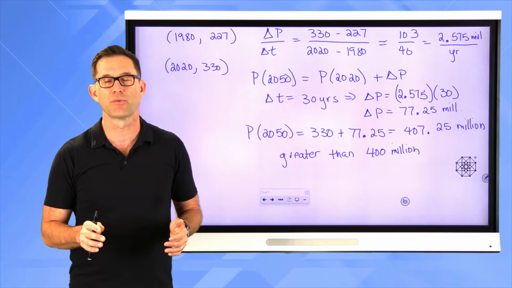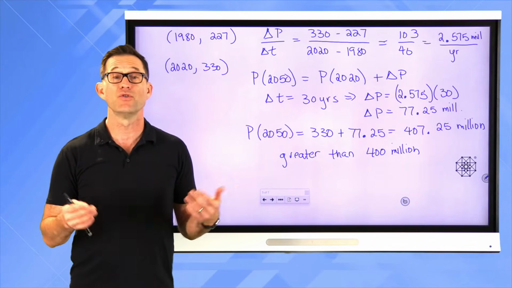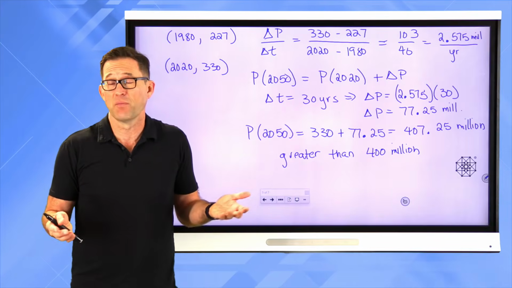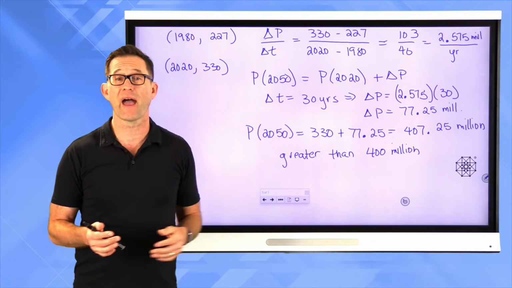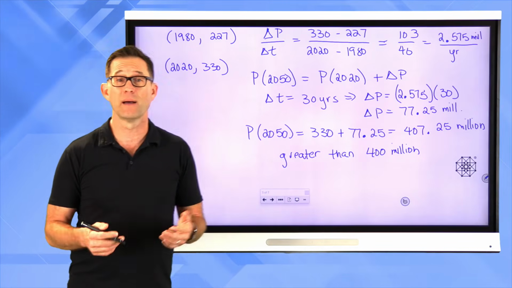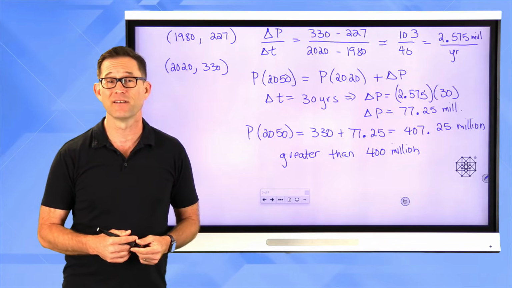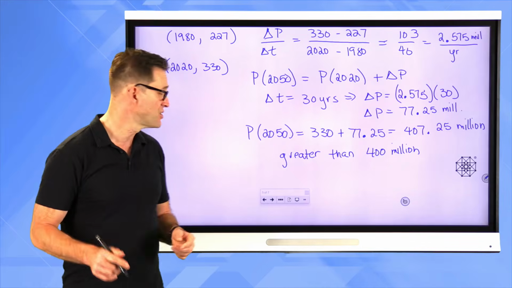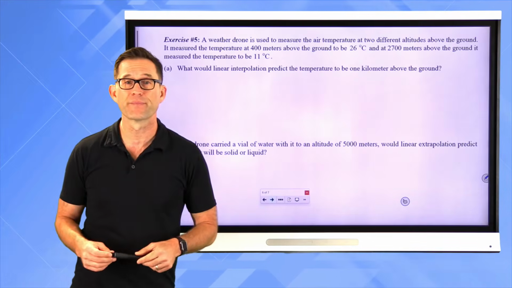If we were using this to predict what the population was in the year 2000, well, that would be kind of cool because we could predict it and then actually compare it to what the population was in 2000. But oftentimes we want to predict things that haven't happened, not things that already have. So let's take a look at one last problem.